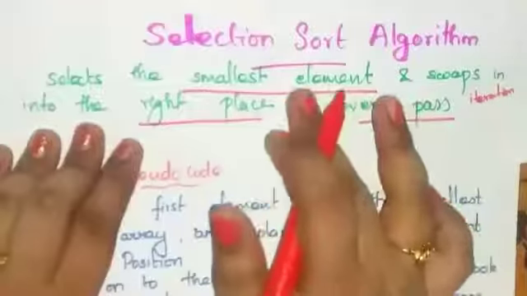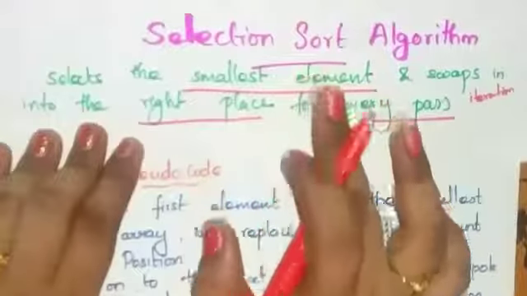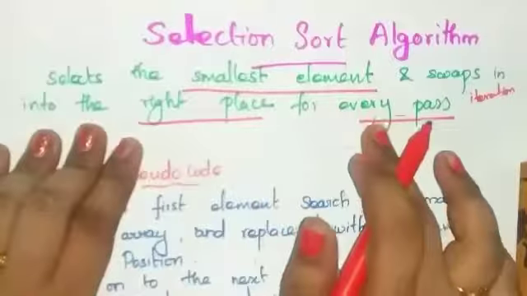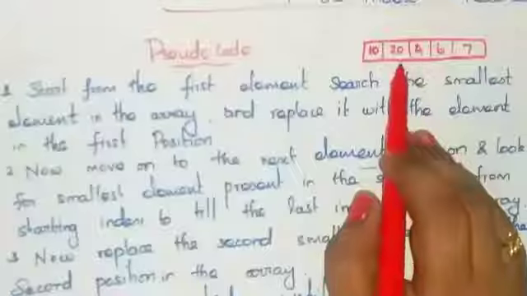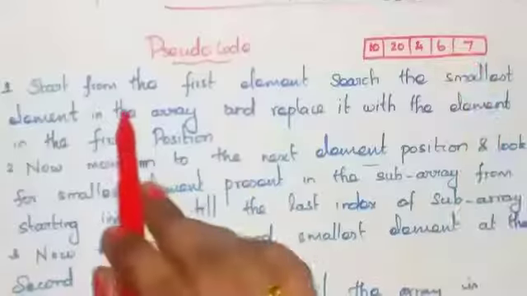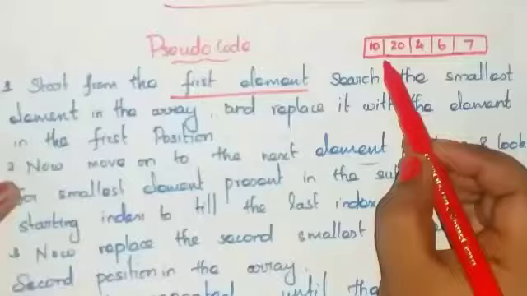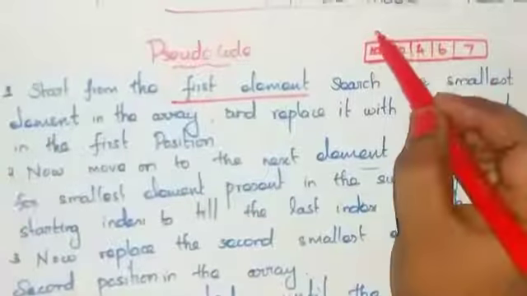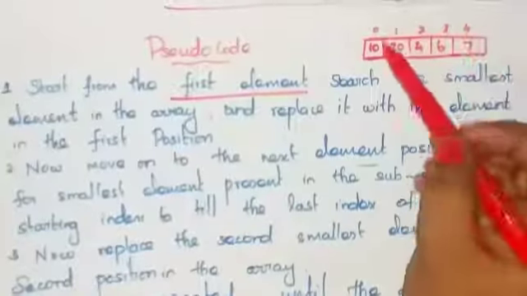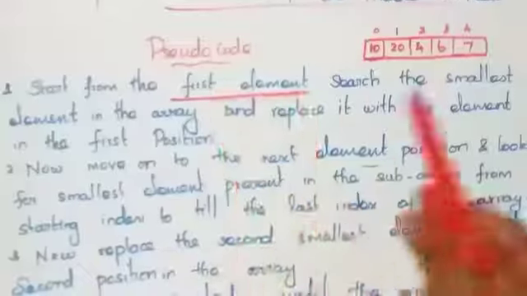In each pass of the selection sort, the smallest element is selected from the unsorted subarray and exchanged with the element at the beginning of the unsorted list. See here, this is an array, a collection of unsorted elements. Start from the first element, 10. The index position of the first element is 0, next 1, 2, 3, 4. So, we have to start from the first element.